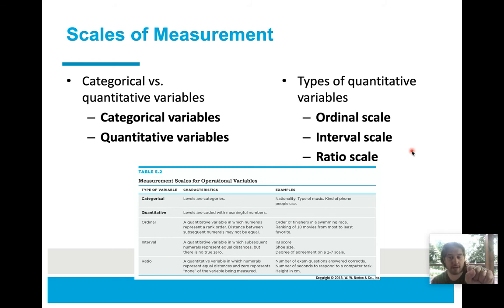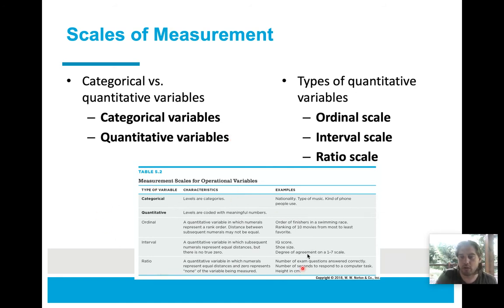Now that we have data, we can break the data down into different types of data, and there are numerous types of data. The first distinction we're going to make is categorical versus quantitative variables. And then we're going to make a second distinction, which are three types of quantitative variables. So the first question is, do you have a categorical or a quantitative variable? There's two options there. And then within quantitative, there are more options: ordinal, interval, and ratio. We'll talk about each of those in turn.